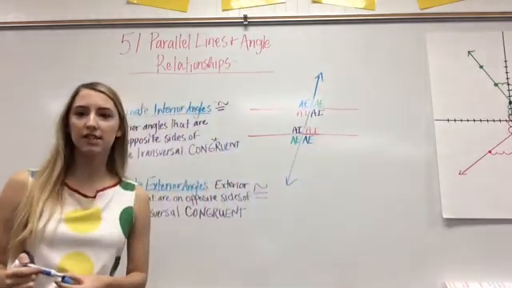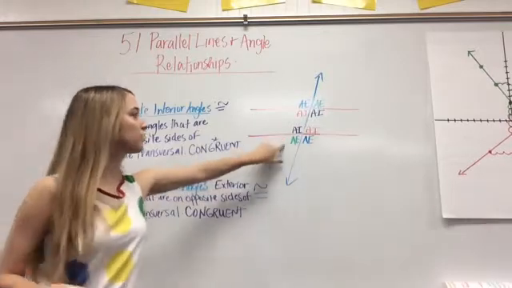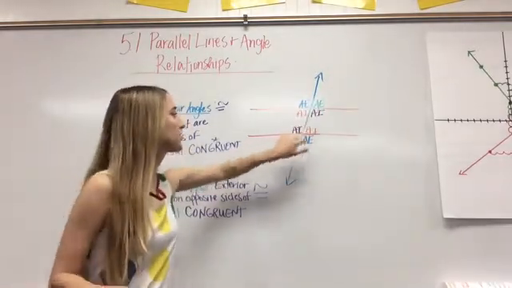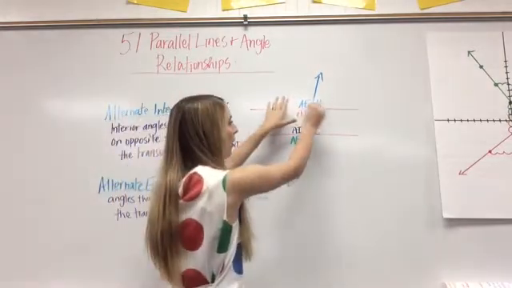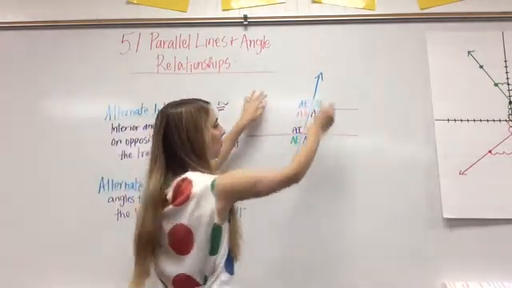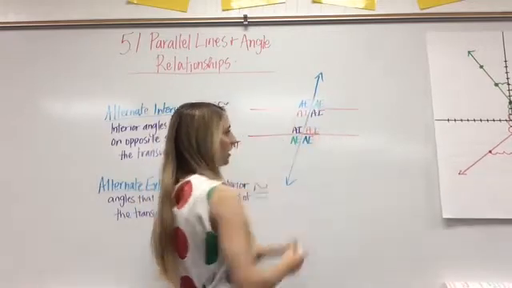So make sure you have this in your notes. If you can use different colors to show that these two are partners and these two are partners, that would be great. Because just remember, these four aren't all congruent. The greens are congruent and the blues are congruent.